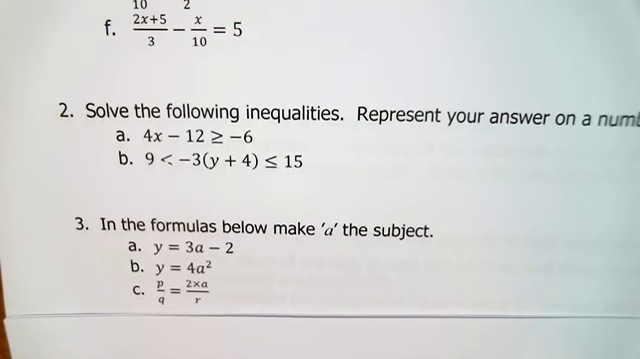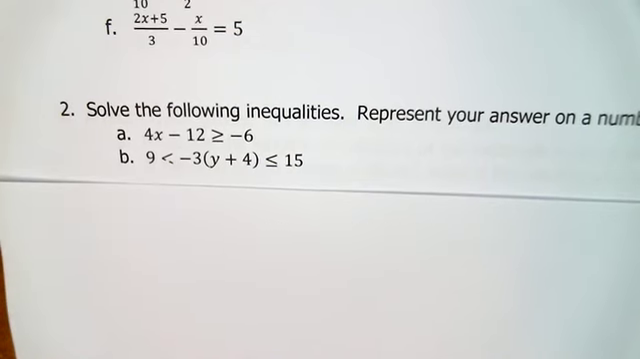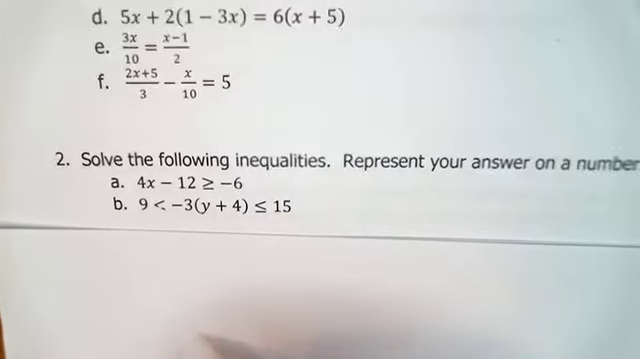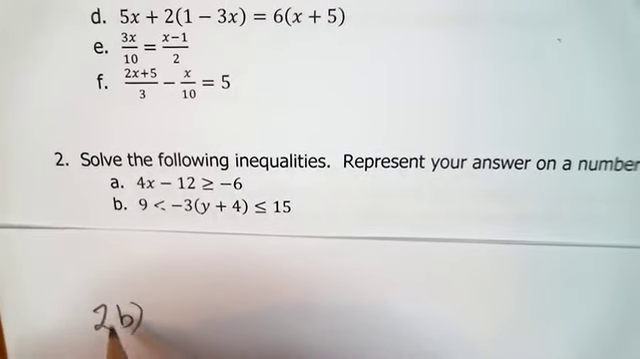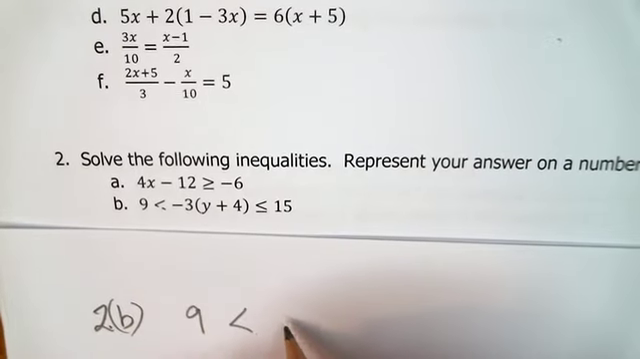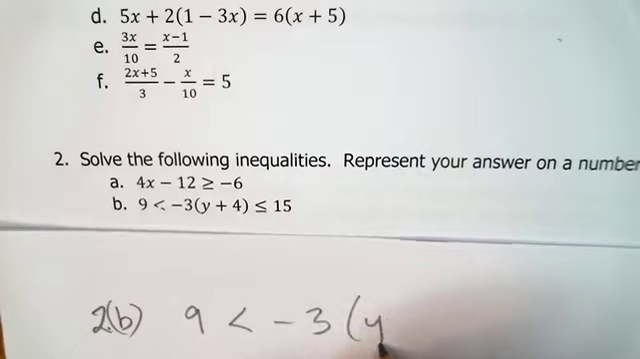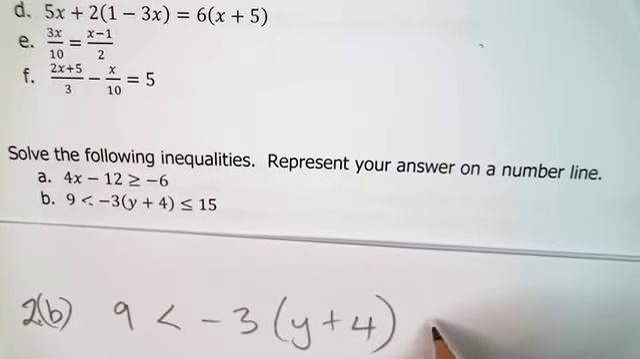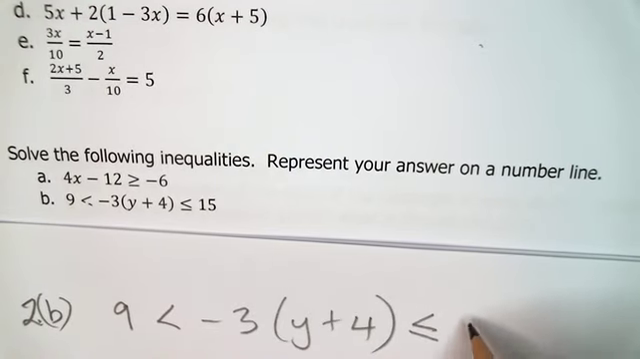Let's have a look at question 2b. Now this is what we call a compound inequality. We've got more than two terms. So this is 2b, and I've got 9 is less than negative 3 times (y plus 4), which is less than or equal to 15.